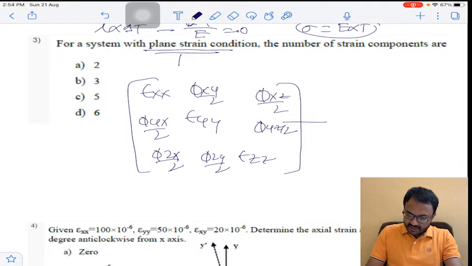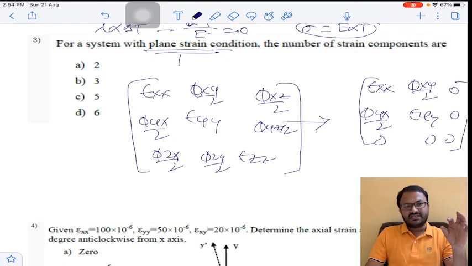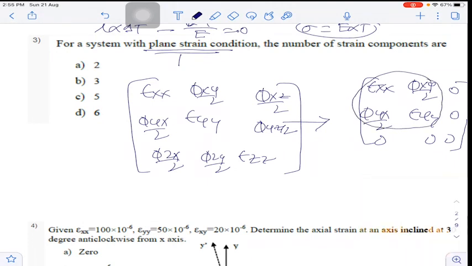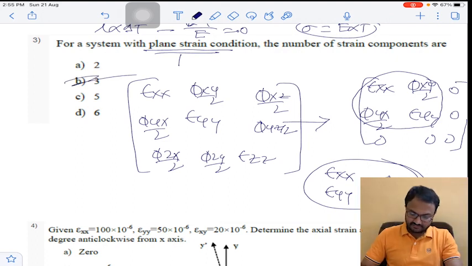Plane strain condition means you will get only epsilon xx, gamma xy by 2, gamma yx by 2, epsilon yy, and remaining all the terms are 0. So that is, in the direction and in the plane of z, all the strain elements are 0, irrespective of whether they are shear strains or normal strains. So the number of components here are epsilon xx, epsilon yy and gamma xy. So 3. Option B for question number 3.